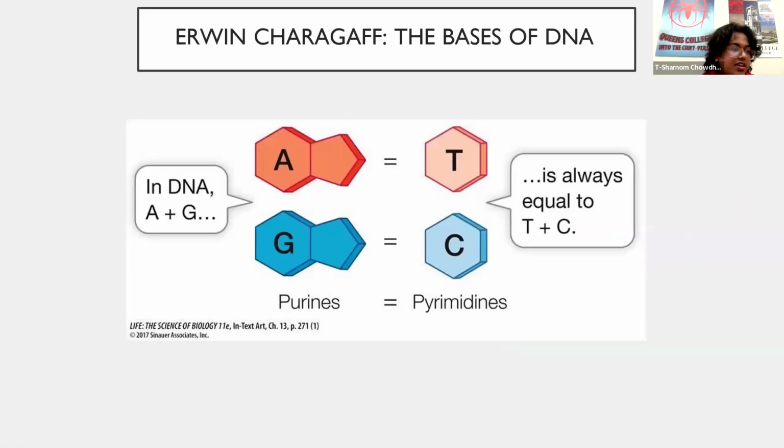The structure of DNA: you have purines and pyrimidines. Purines are adenosine and guanine. Pyrimidines are thymine and cytosine. So A plus G is always equal to T plus C. Your two base pairs are A and T, G and C. For RNA, it's A and U, G and C. The amount of adenosine you have will always equal the amount of thymine you have. The amount of guanine you have will always equal the amount of cytosine you have. Adenosine and guanine are your purines, thymine and cytosine are your pyrimidines.